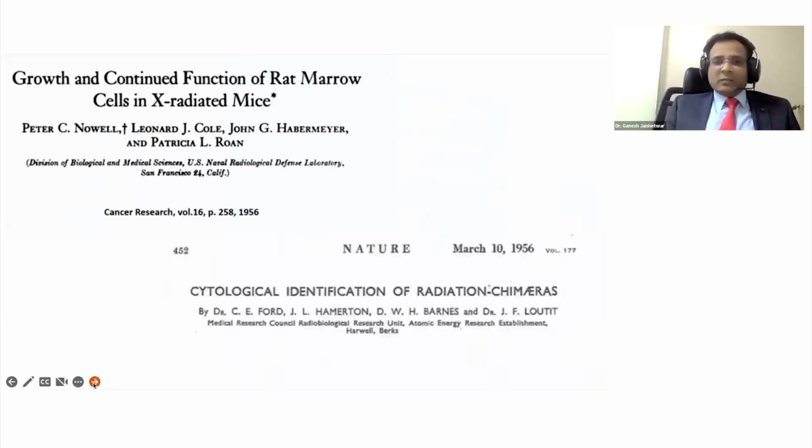And again another paper in 1956 published in Nature, Cytological Identification of Radiation Chimeras. So initial work in the field of hematopoietic stem cell transplant was done across the US defense as well as US atomic energy research establishments, because of the valid reasons.